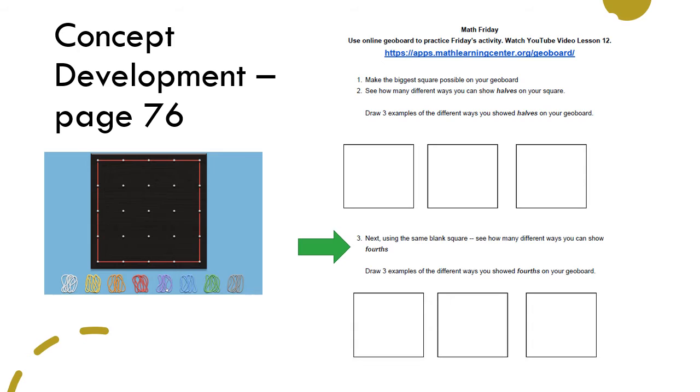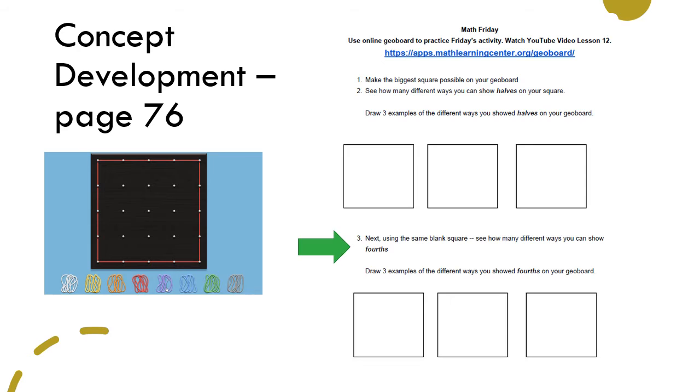All right, ready for the next part. So we are now going to use that same blank square on your geoboard and see how many different ways you can show fourths. So how many equal shares do we have to show fourths? Show me on your fingers. 4. We need to show 4 equal shares. And then when you are done experimenting, you need to draw at least 3 examples of different ways to show fourths.